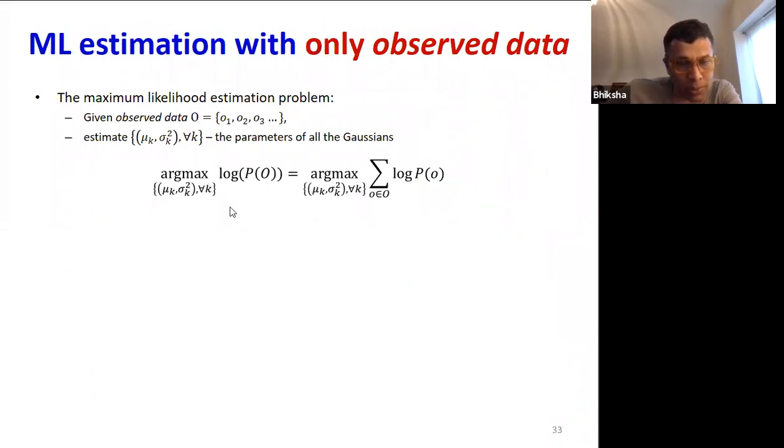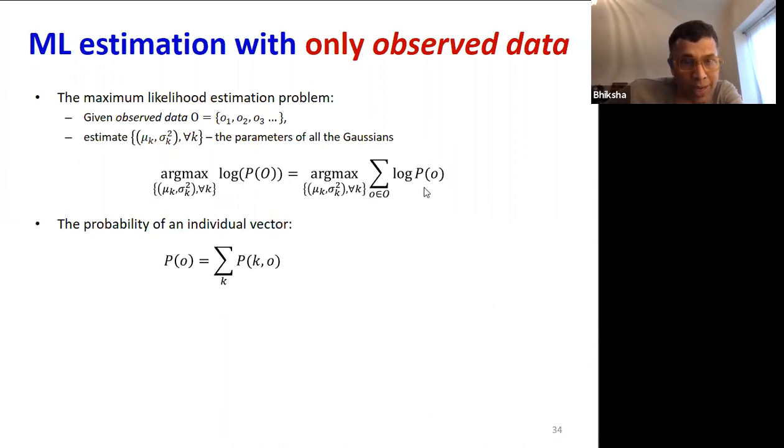Now, again, if you want to perform the maximum likelihood estimation, you want to compute the parameters of all of the Gaussians such that the total log likelihood of the observed data is maximized. So summation over O, log of P of O. The probability of any individual vector is the summation over all Gaussians of the joint probability of the Gaussian and the observation. Why so? Because we are missing this information K. So we're basically marginalizing K out of this distribution. This is very analogous to the case where we were trying to estimate a single Gaussian from vectors with missing components. It's no different. It's the same problem.